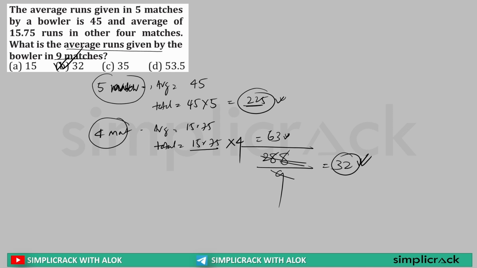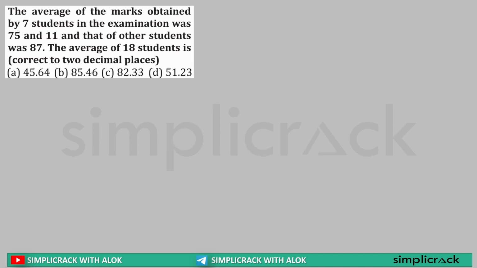What I did? First I found the total run given in the first 5 matches, then the total run given in the last 4 matches, then I added both runs and divided it by the total number of matches played by that bowler. Clear? Next.